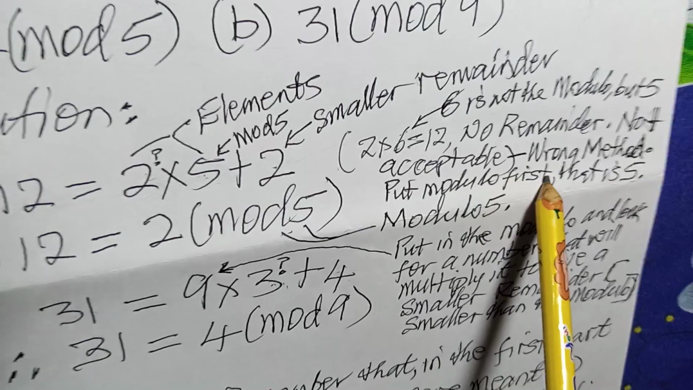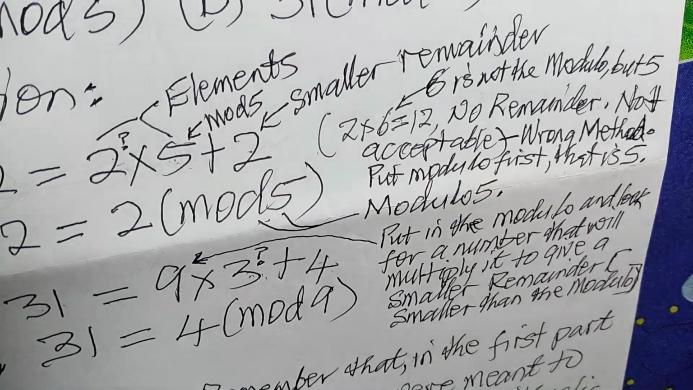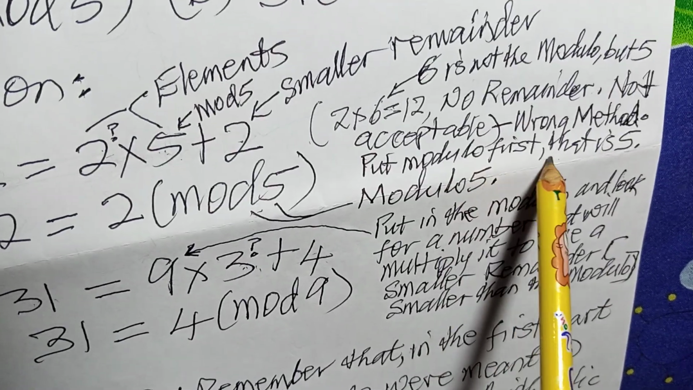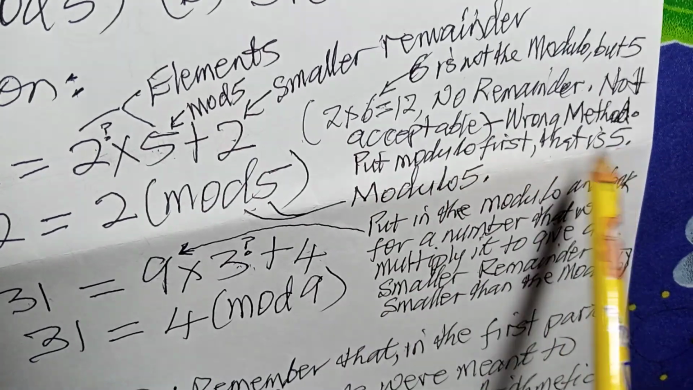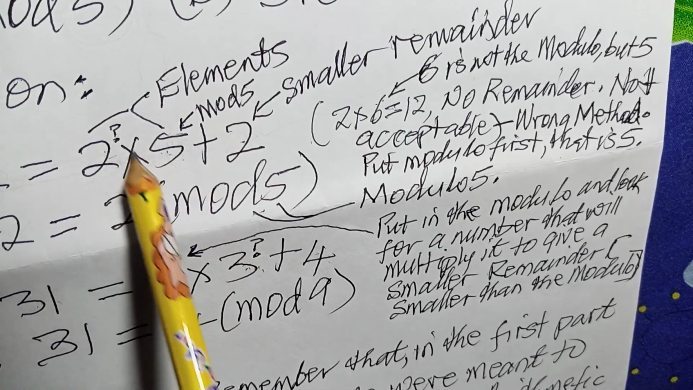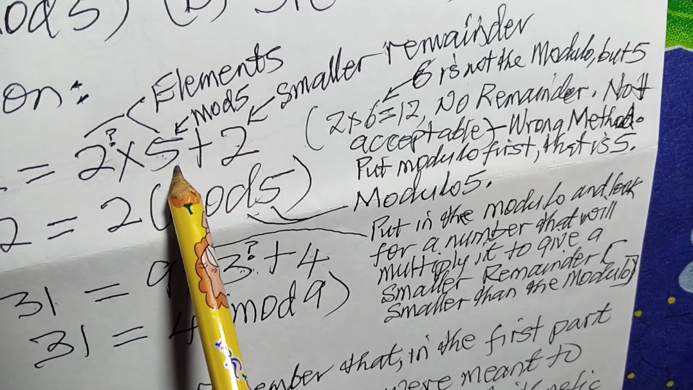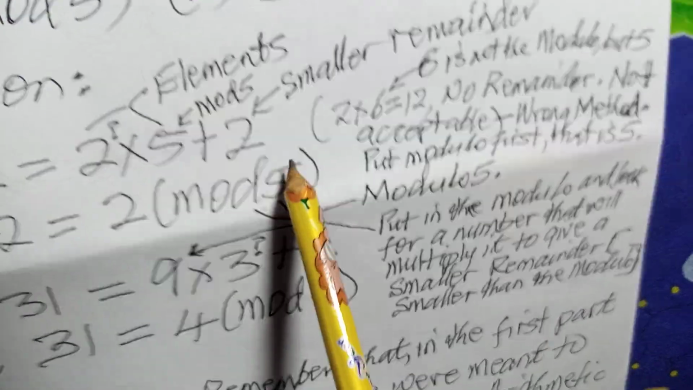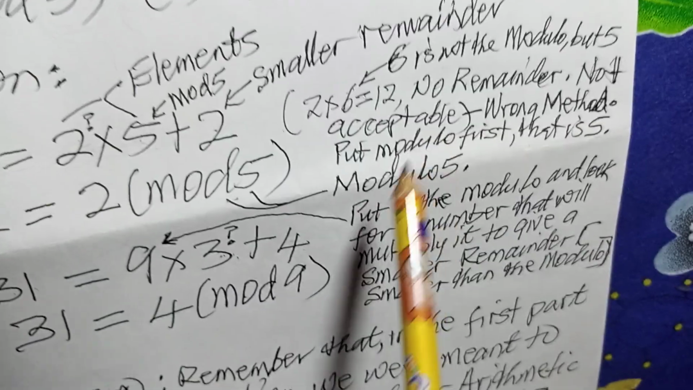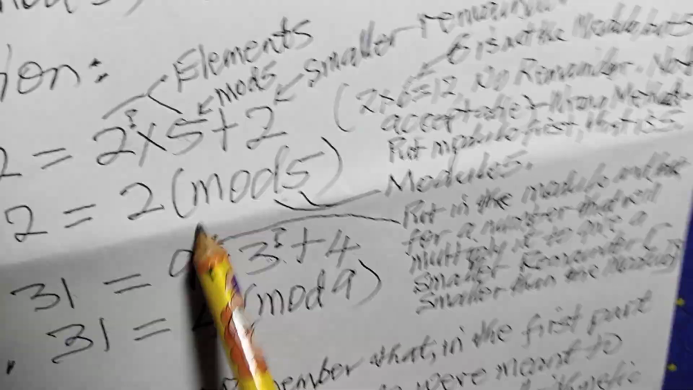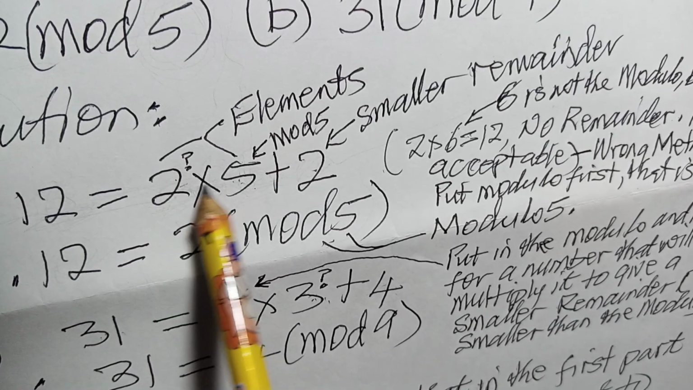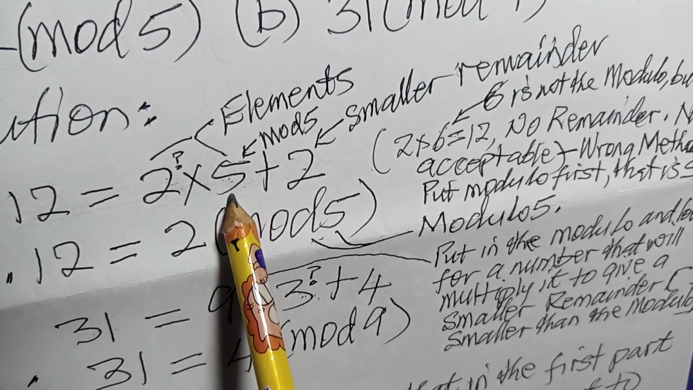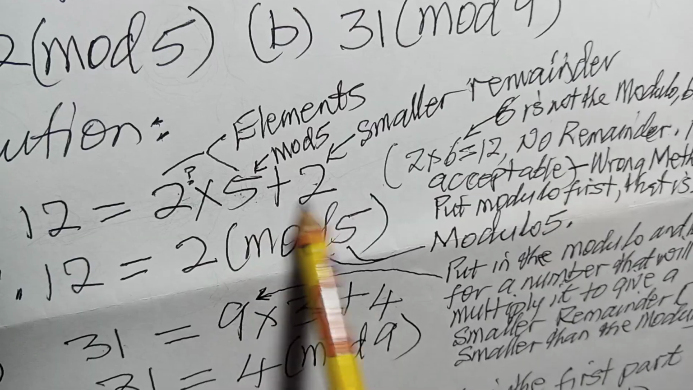Not acceptable. Wrong method. And I've said here, put modulo first. Put modulo first, that is 5. Put it first, and then start working out what you can use to multiply that modulo number, which is 5 here, to get a little remainder. And once we do it, we will now have 2 times 5 is 10. 10 from 12 will give you 2.